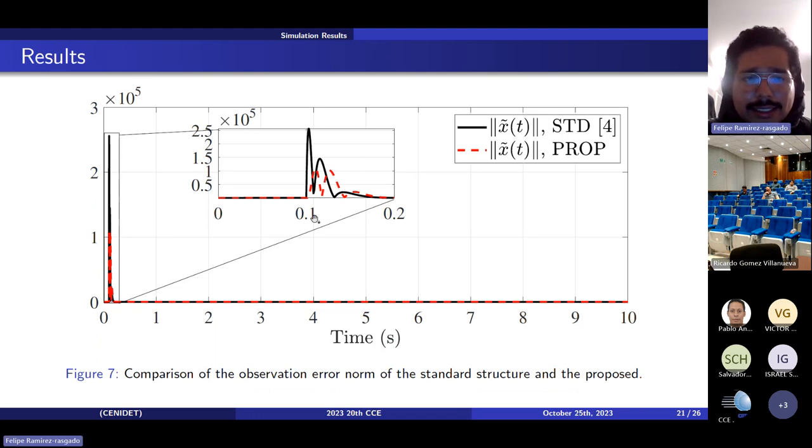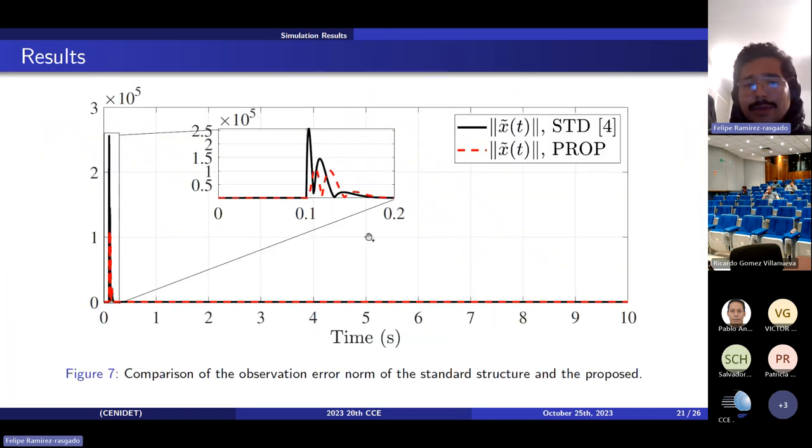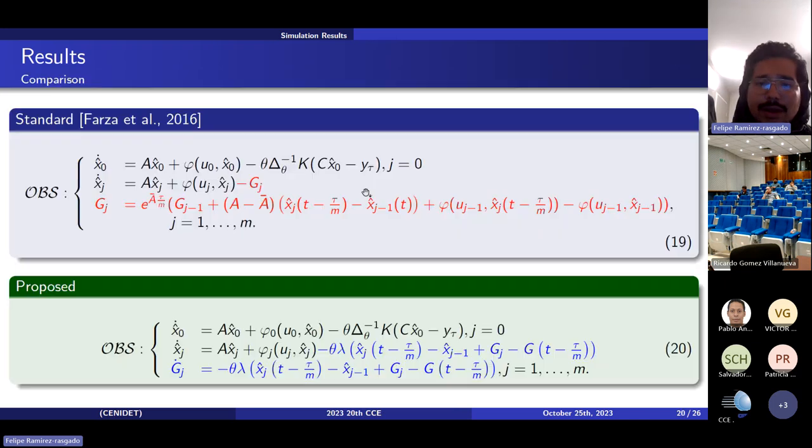So this is the observation error norm, where the standard approach is shown as a black line, and we can see that it presents higher values of the error. In our case, we have the dotted line, where we have lower values. This can be reduced using the term lambda. With this term lambda, we can adjust the convergence of the predictor. This is an extra degree of freedom in our observer that is not present in equation 19.